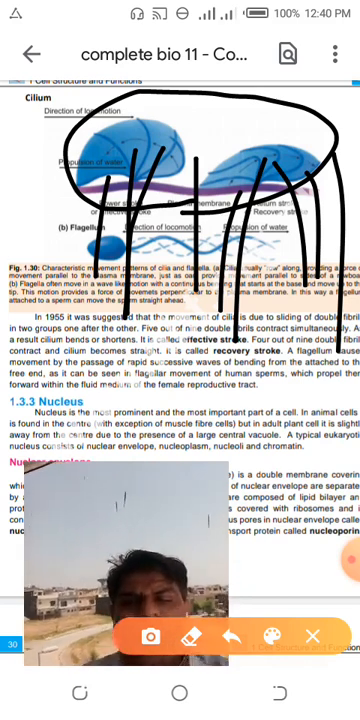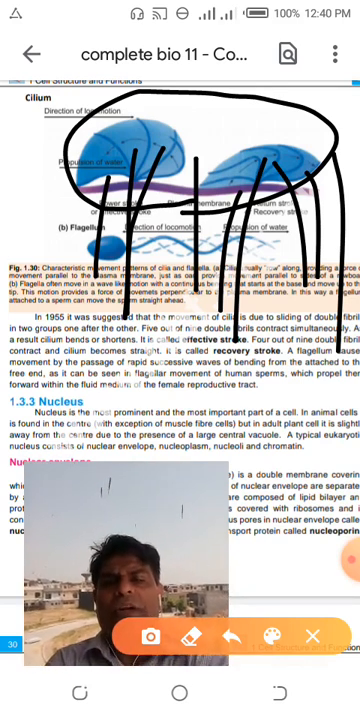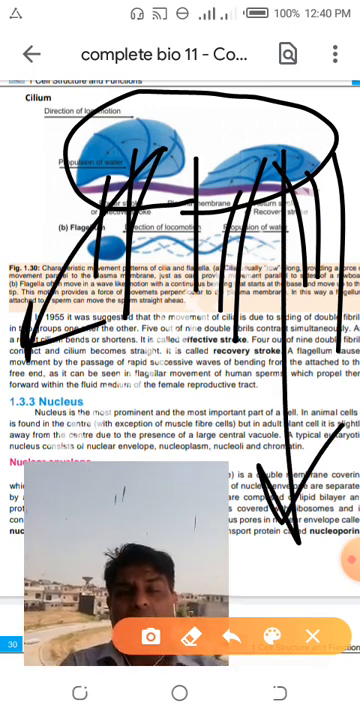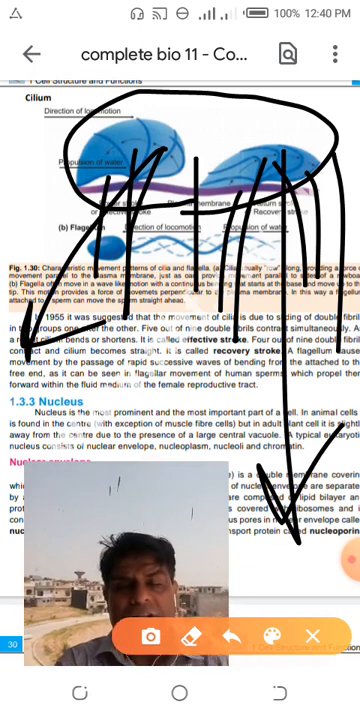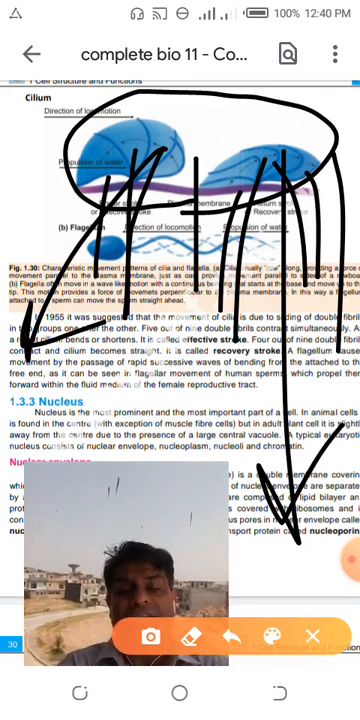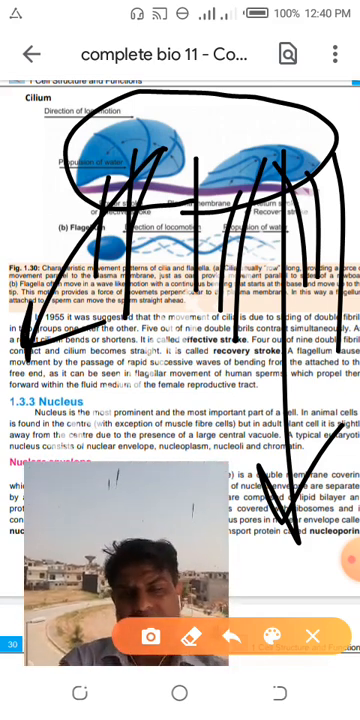That's why in the book the diagram is divided into two figures. One figure is this one and the other figure is this one, because they are not working together. One cilium, two brothers working against each other. One is going in the right direction, the other is going in the left direction, because they are antagonistic to each other. They are working against each other.